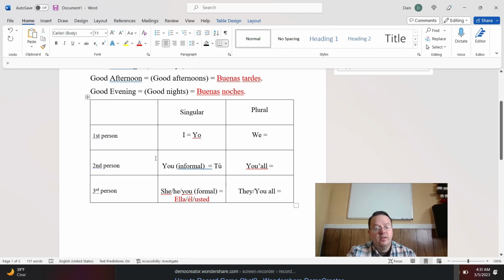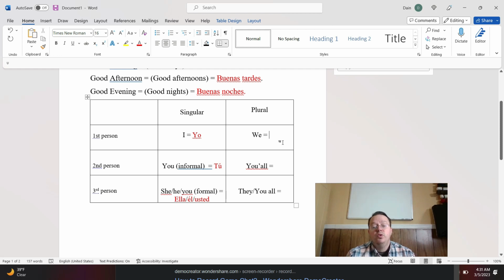Let's repeat. ¿Cómo se dice I en español? What is the first person singular in Spanish? It's yo. What is the second person singular in Spanish? It's tú. All right. Now we've done the singular form. Now let's do the plural form.